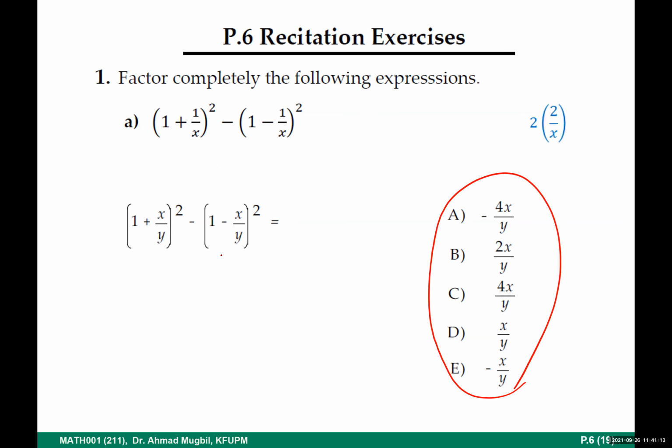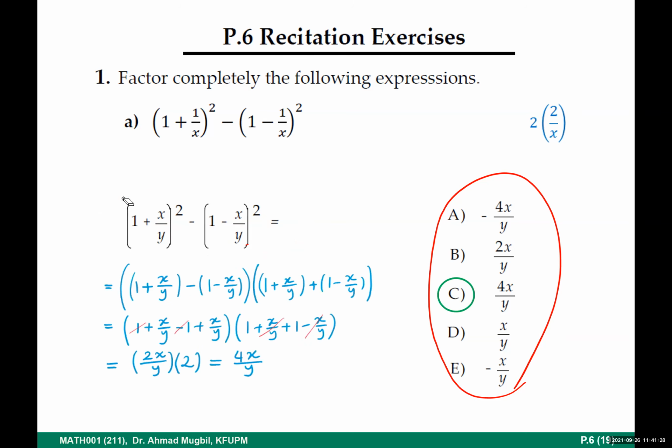So how to use factoring here? Just let me show you. Difference of squares: you have here a squared minus b squared. This is a, this is b. So what will it be? a minus b times a plus b. So here it is, ya shabab. This is a minus b, a plus b.